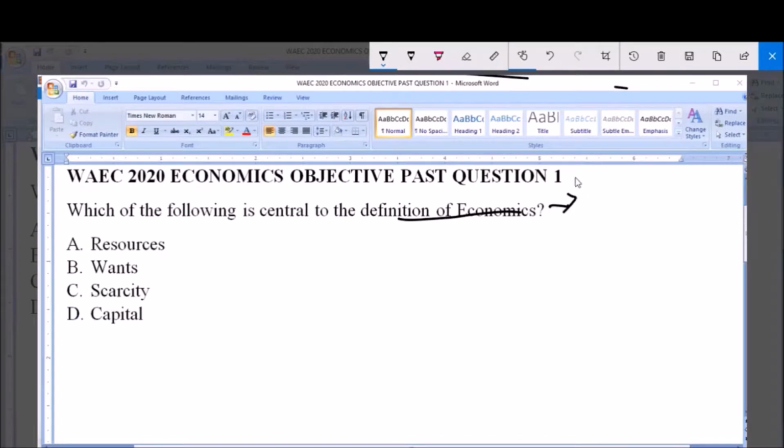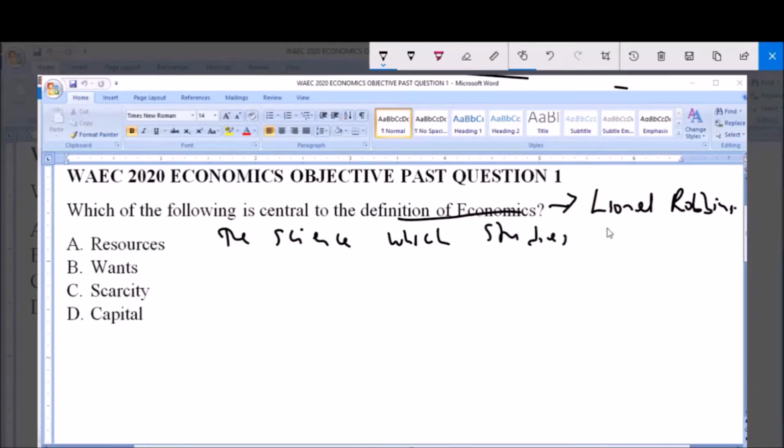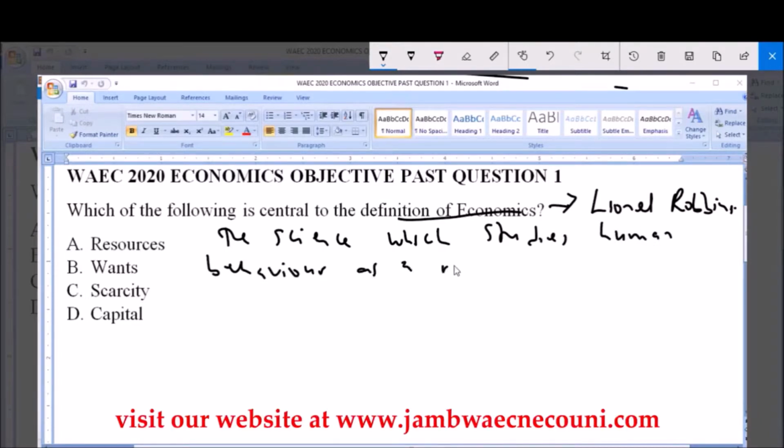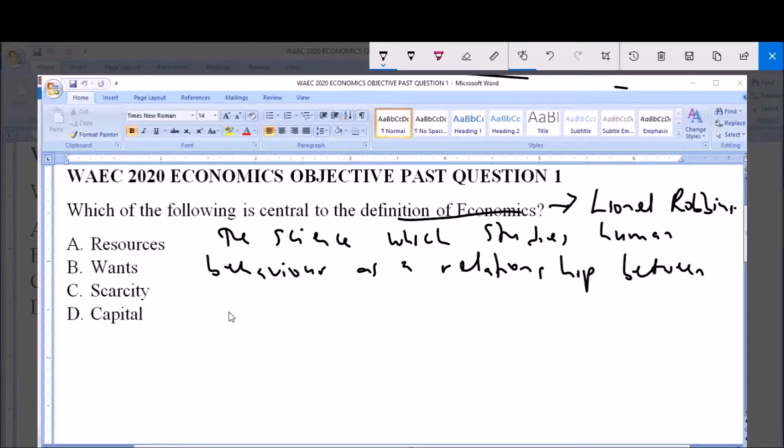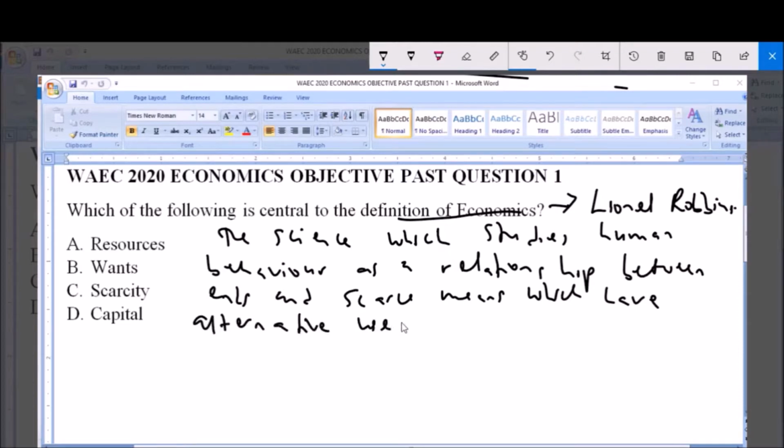So the widely accepted definition of economics was given by Lionel Robbins, and he defined economics as the science which studies human behavior as a relationship between ends and scarce means which have alternative uses. So in this definition, let us underline scarce means.